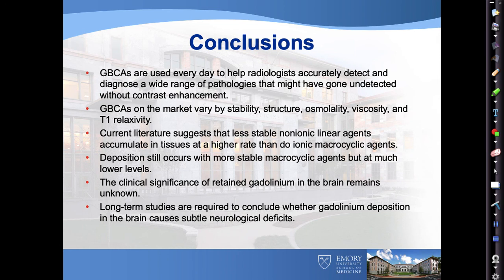Gadolinium-based contrast agents on the market vary by stability, structure, osmolality, viscosity, and T1 relaxivity. Current literature suggests that less stable non-ionic linear agents accumulate in tissues at a higher rate than do ionic macrocyclic agents. Deposition still occurs with more stable macrocyclic agents, but at a lower level. The clinical significance of retained gadolinium in the brain remains unknown, and further studies are needed. Long-term studies are required to conclude whether gadolinium deposition in the brain causes subtle neurological deficits.